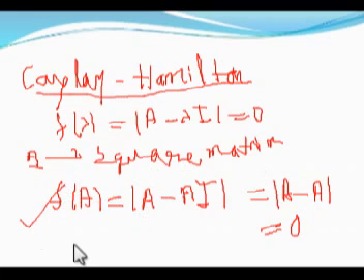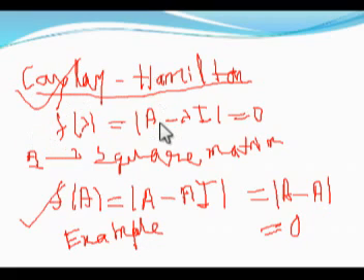And if you take any example, you need to find out the characteristic equation first, and then you put the matrix in, then you get the Cayley-Hamilton theorem. It is universally true. Any square matrix must satisfy its characteristic equation. You must get that.